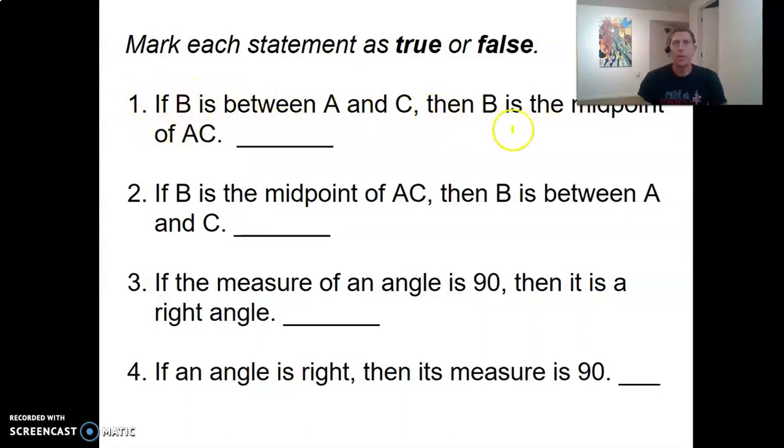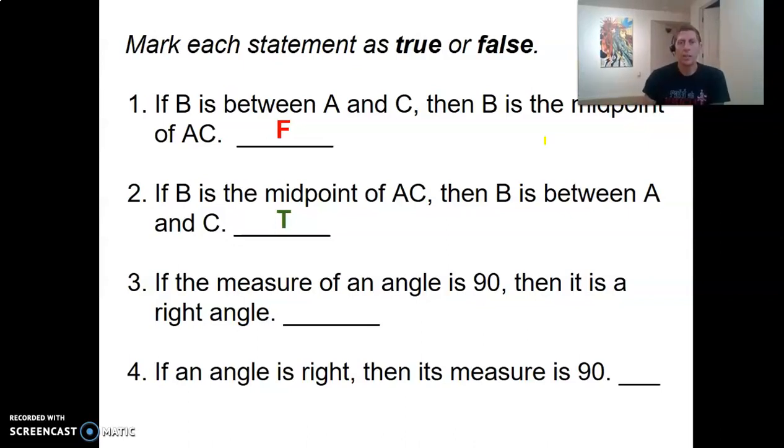If B is between A and C, then B is the midpoint of AC. Of course, that is false, because B could be anywhere in between A and C. It doesn't necessarily have to be the midpoint. Number two, if B is the midpoint of AC, then B is between A and C. Absolutely true. You can't be anywhere else but between A and C if it's the midpoint. It's got to be between those two.